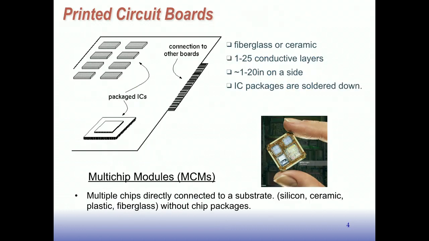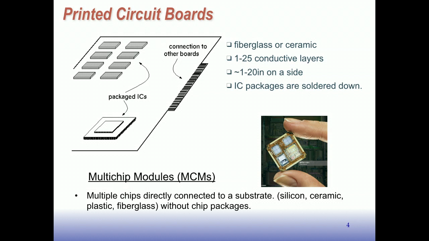So here's another picture. This shows printed circuit boards. These are made out of fiberglass or ceramic. They have about 1 to 25 conductive layers. 8 or 12 is a popular number. They come in varying sizes. They can be made up to about 20 inches on a side. After that, they're difficult to make. And then the integrated circuits are in packages that are soldered down.